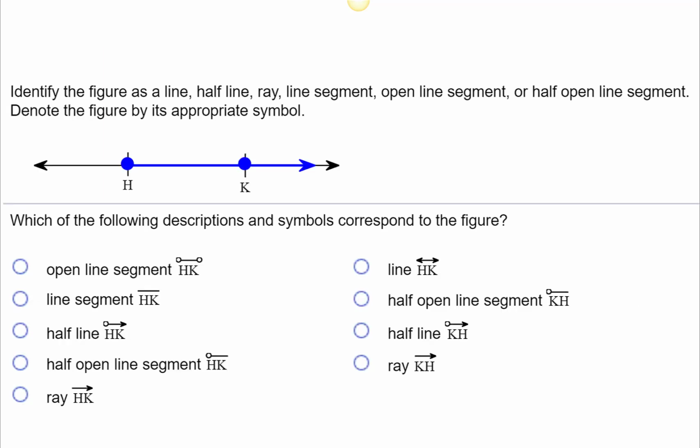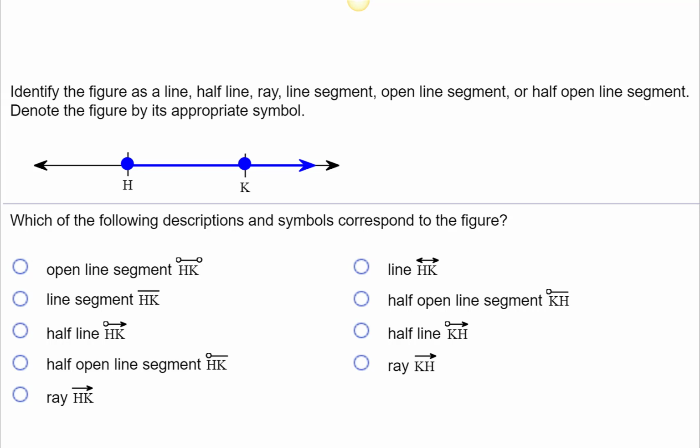Identify the figure as a line, half line, ray, line segment, open line segment, or half open line segment. And I should clarify, by an open line segment, that means that the endpoint is not included. And if you notice in some of the answers here, the little dots are not filled in, and that means they're open line segments, or the line segments being referred to are open. Determine the figure by its approximate symbol.